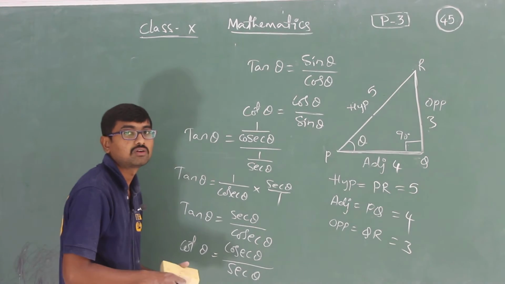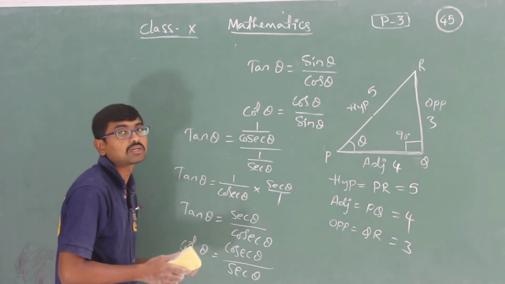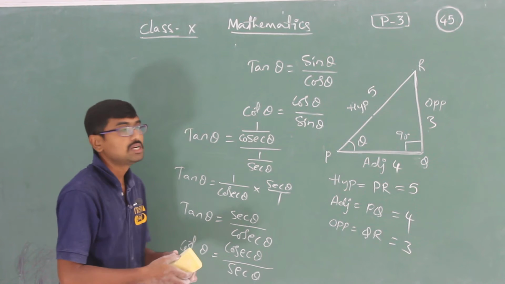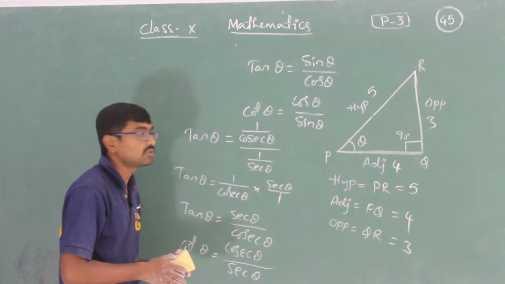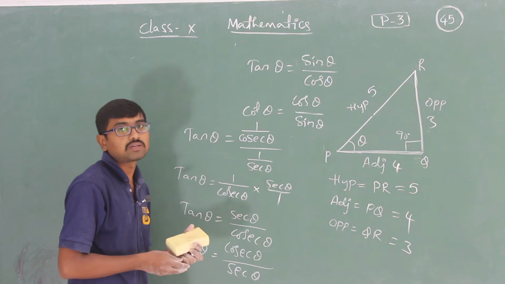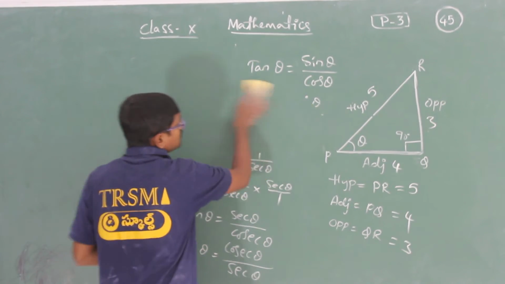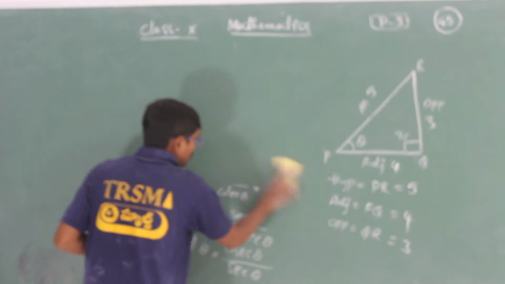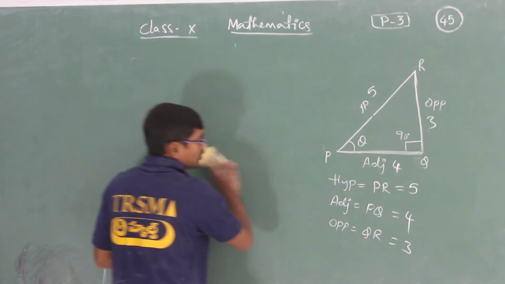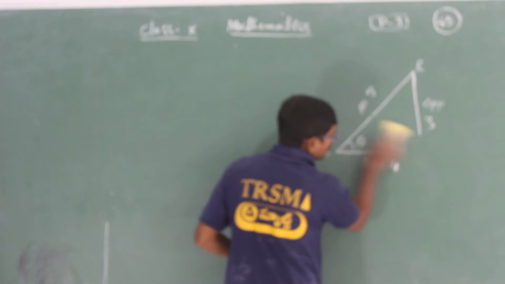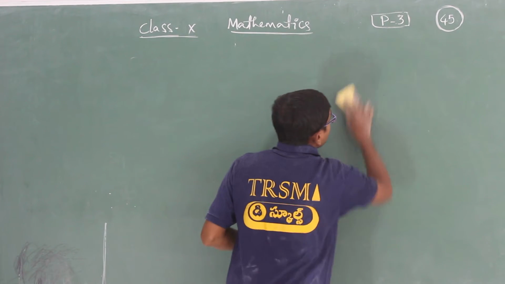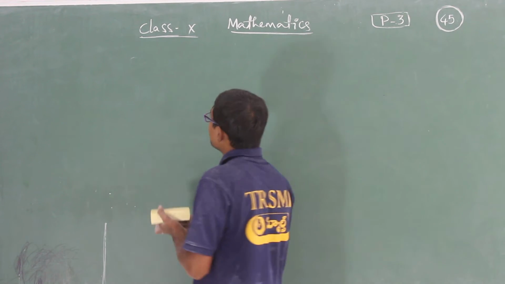Theta. Okay, so this is how we will convert one trigonometric ratio into another trigonometric ratio. So these are the formulas for converting one trigonometric ratio into another trigonometric ratio. Let me write these terms once again so that you can note it down. Okay, so we have lots of conversions, but major conversions first we'll do here.